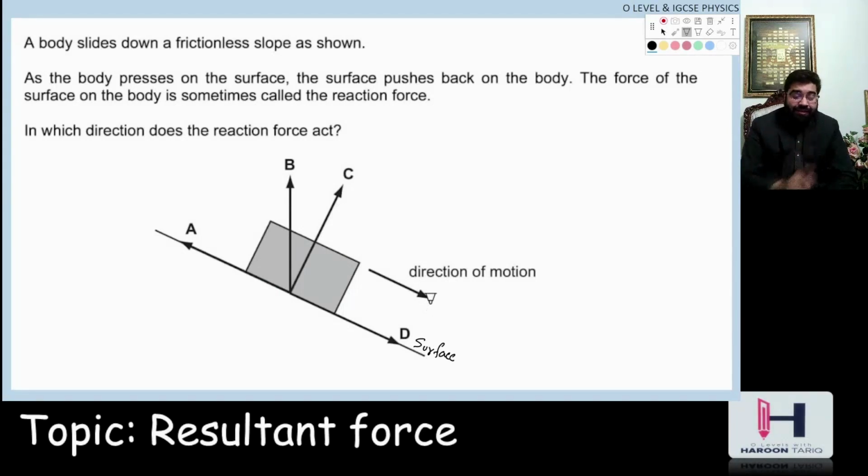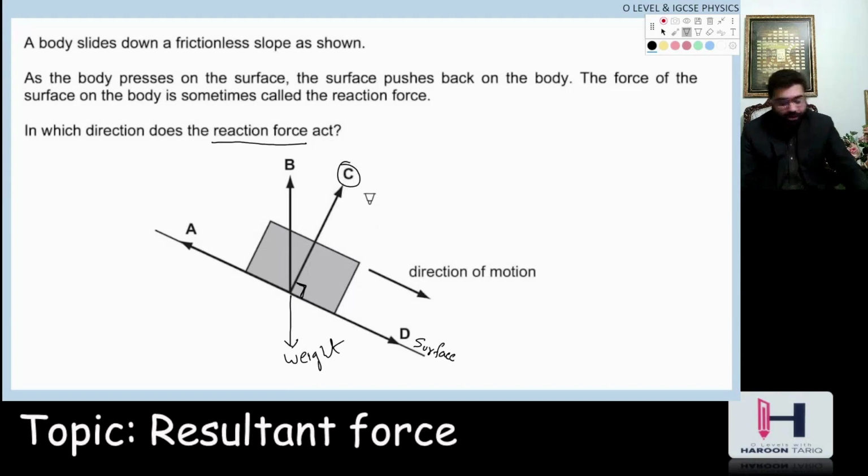We studied in the last lecture that normal reaction or the reaction force always acts perpendicular to the surface. So we have to find the direction which is perpendicular to the surface. Perpendicular to the surface is this, C. The correct answer here must be C. D is the motion of this object, and A, if there was friction, but they said frictionless. A would have been opposing motion, that would have been friction. And B is opposite to the weight of an object, because weight acts vertically downwards. Although this wasn't required in this question, we just had to see perpendicular to the surface, that is C, normal reaction force.